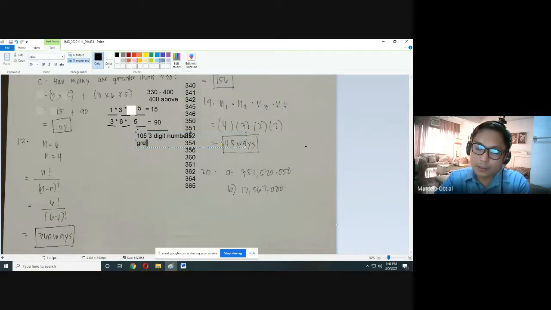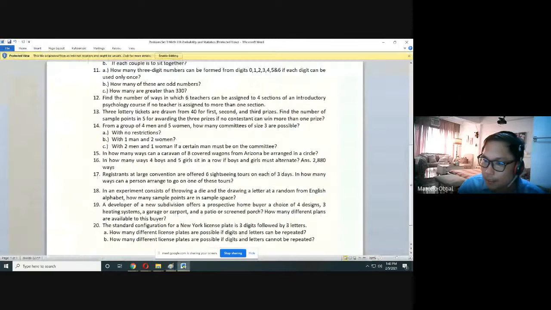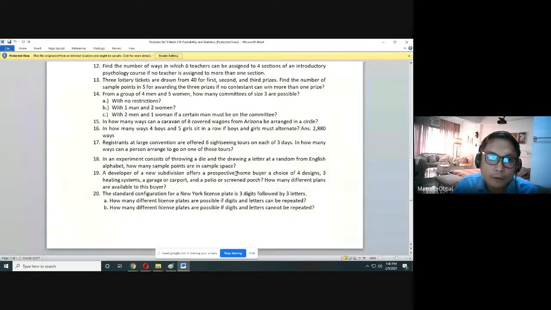Okay, greater than 330. I prefer this solution, mas klaro dito. Number 12. Bilisan na natin guys kasi mag-alas 2 na, no? Number 12, okay.